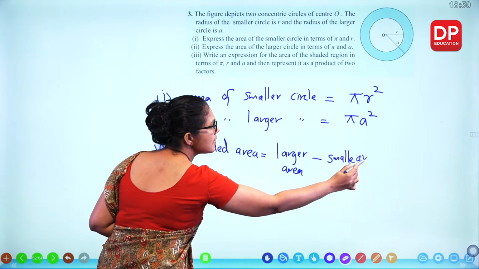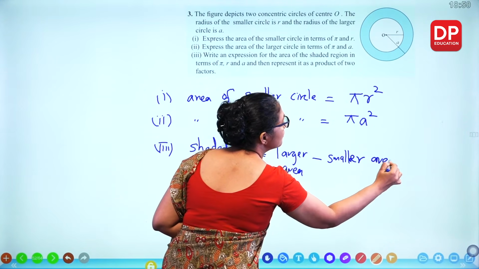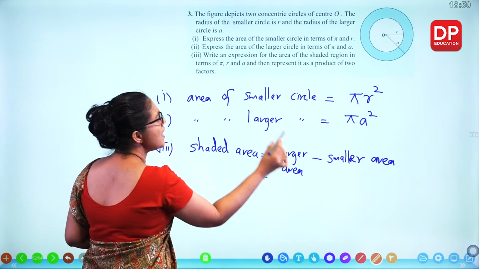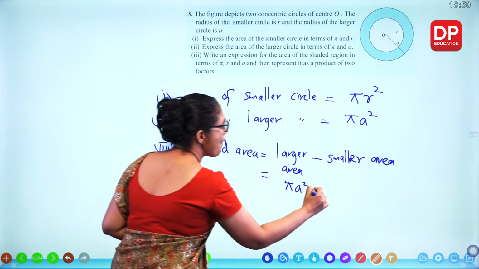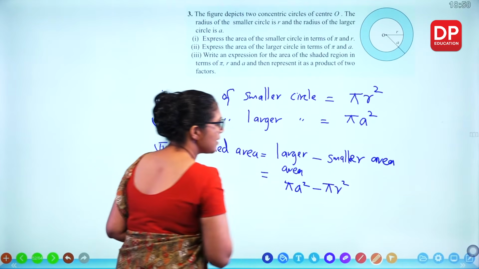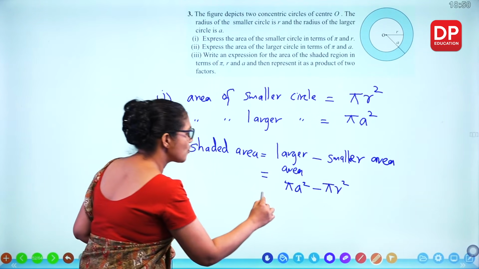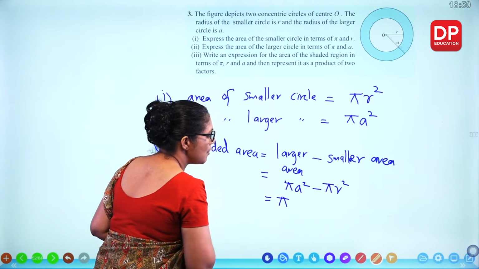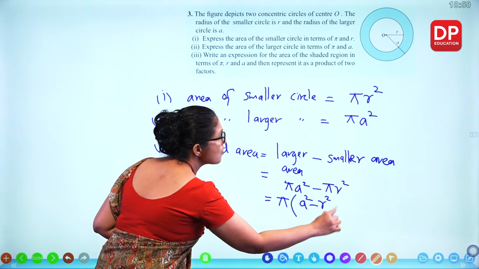So I'll write it here, smaller area. So we found larger area is pi a squared. What's the smaller area? Pi r squared. Now we see two terms are there. Pi is common. Take it out. When you take pi out, you get a squared minus r squared.